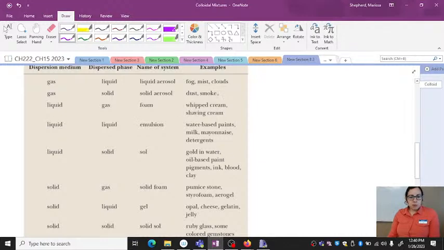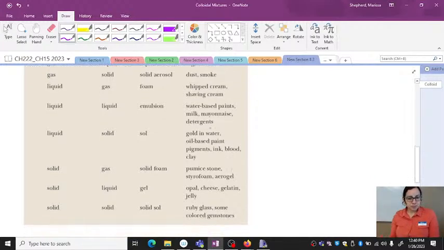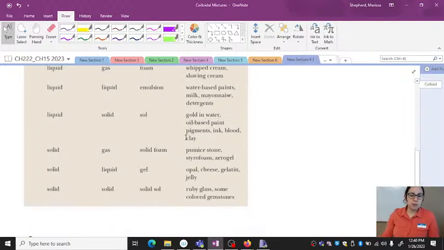Other examples would be whipped cream, shaving cream, your paints, mayonnaise, detergents, then oil-based paints as well, blood, clay. All those are examples. You can also have solid gas mixtures, so that would be your pumice stone, where you see it has all the holes left over. Cheese is another example, and gelatin. And then your gemstones would also be solid examples.